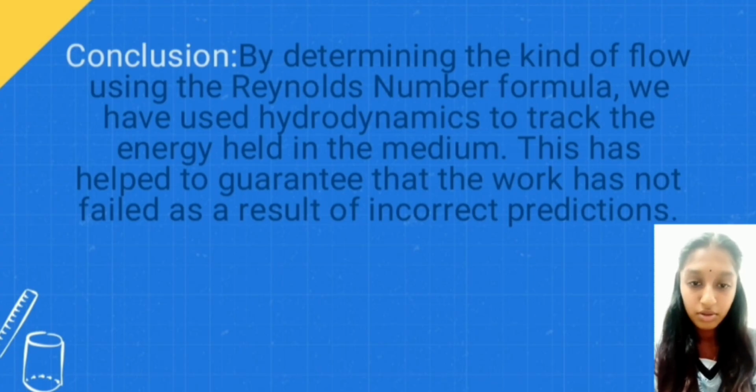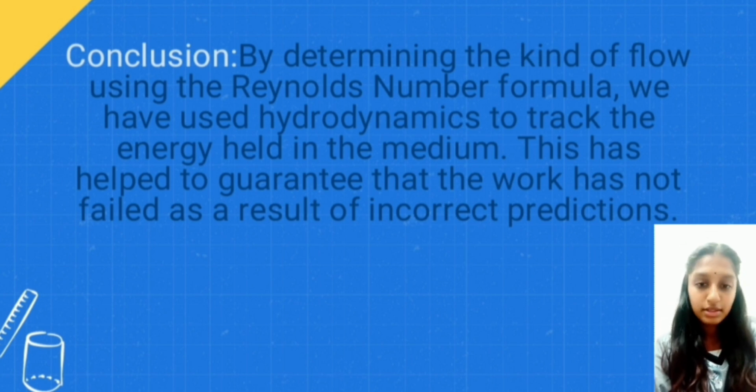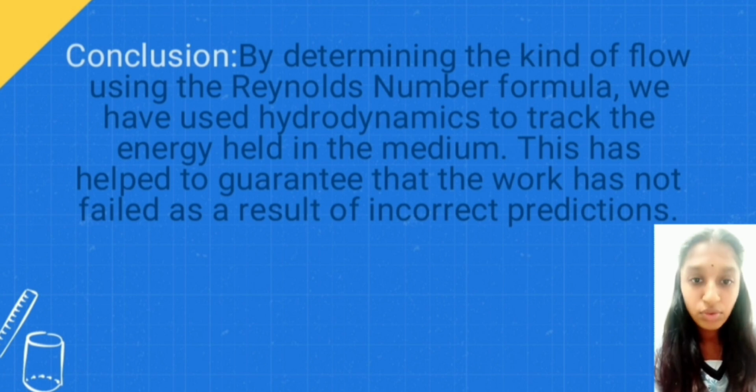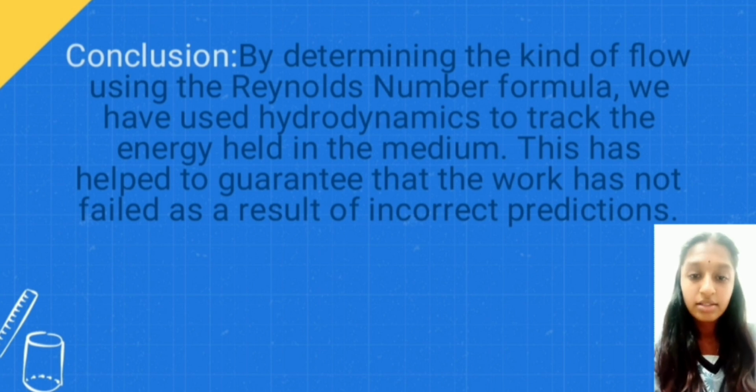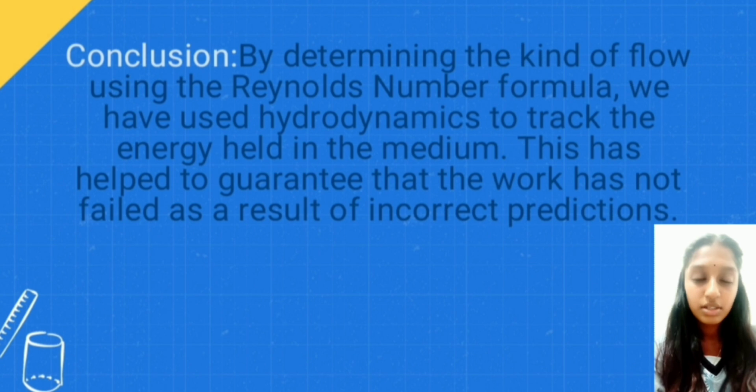So next is the conclusion. As a conclusion, by determining the kind of flow using the Reynolds number formula, we have used hydrodynamics to track the energy held in the medium. This helps to guarantee that the work has not failed as a result of incorrect prediction.